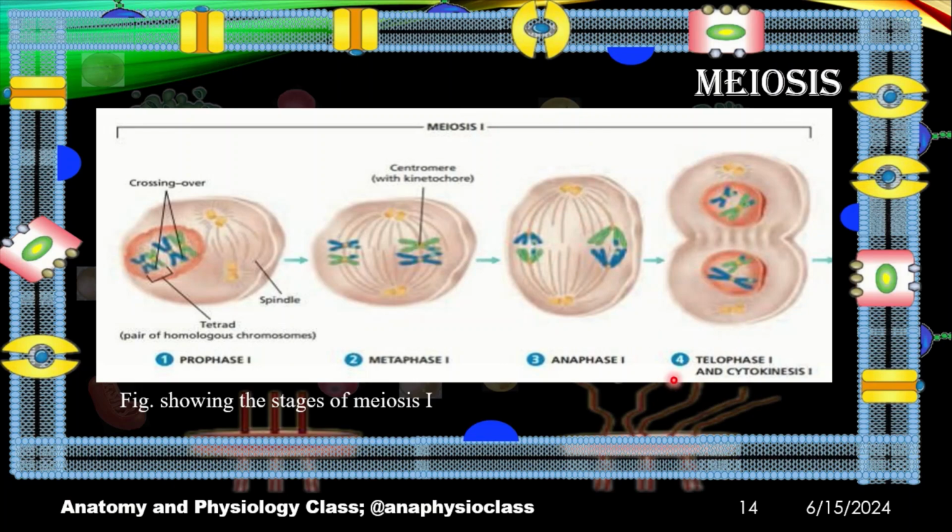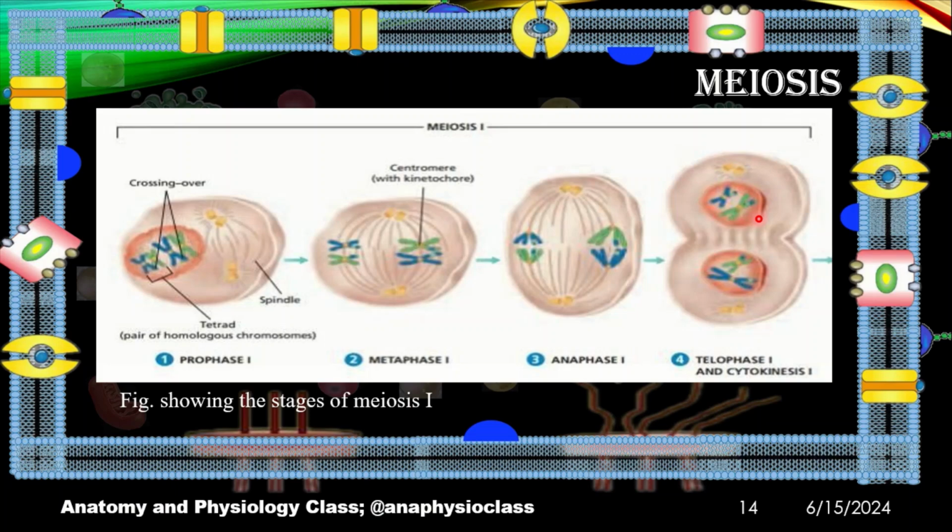Then in telophase, or telophase 1, the two groups of chromosomes now appear, and they will be enveloped by the nuclear envelope, which will now appear. Then the mitotic spindle will disappear, and cytokinesis will start to take place.